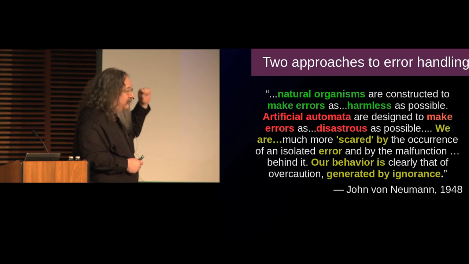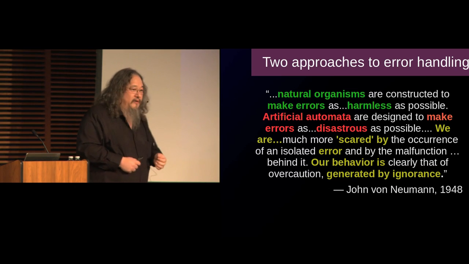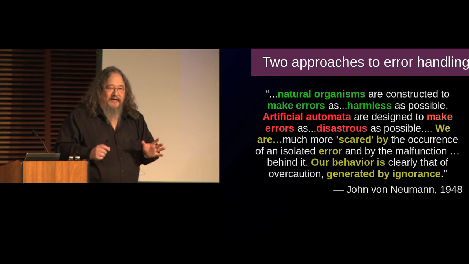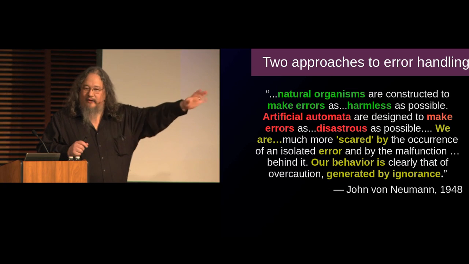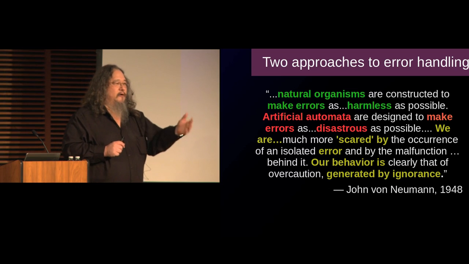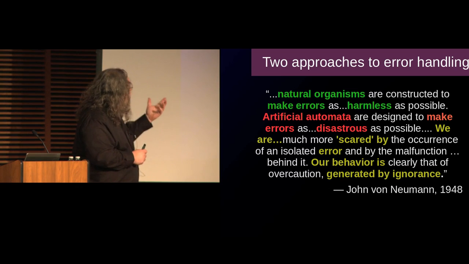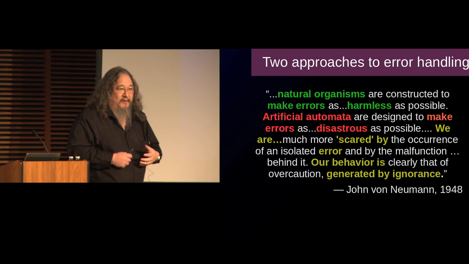It's the comparison between artificial machines and living systems. Natural organisms are designed to hide errors, to make errors as harmless as possible, to ride out the errors, keep on going, heal up later if you can. Artificial automata, machines, computers, are designed to make errors as disastrous as possible.